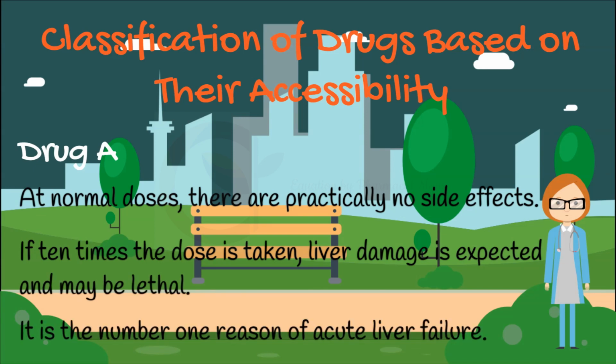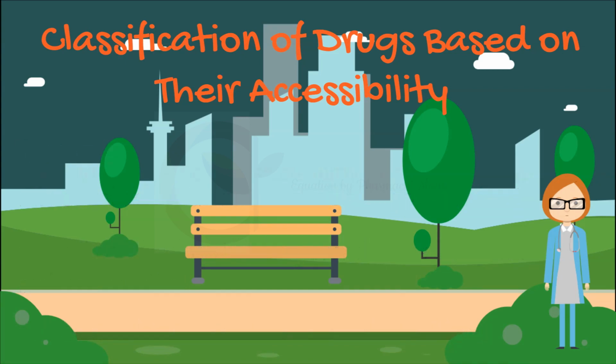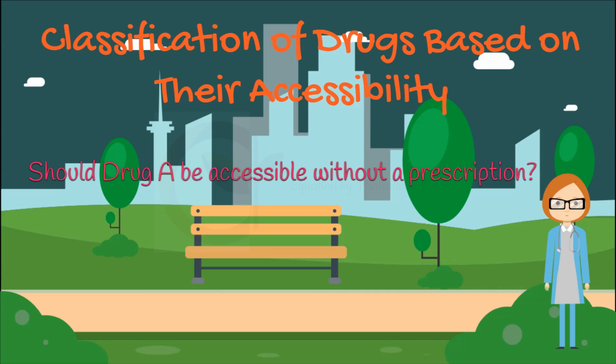There is one unfortunate challenge: if 10 times the dose is taken, liver damage is expected, and may be lethal. In other populations, drug A is the number one reason of acute liver failure. Should drug A be accessible without a prescription?